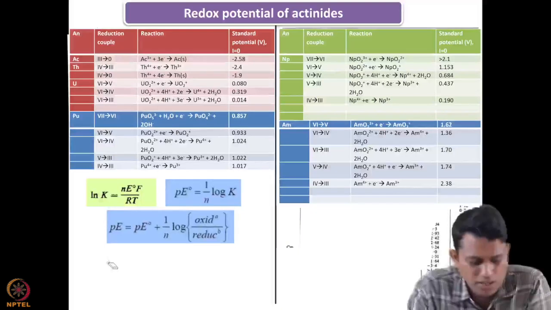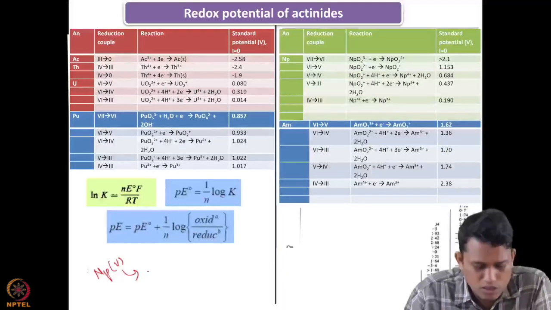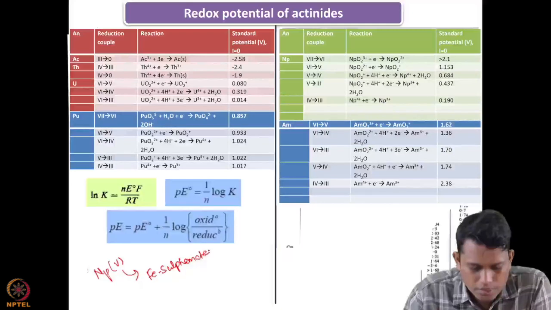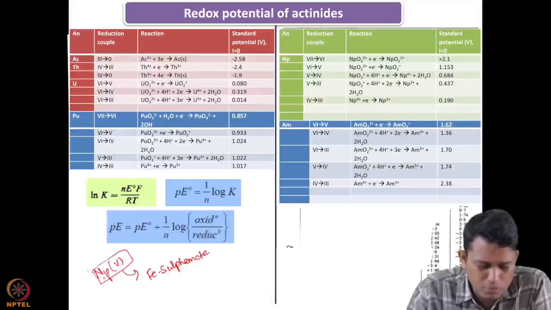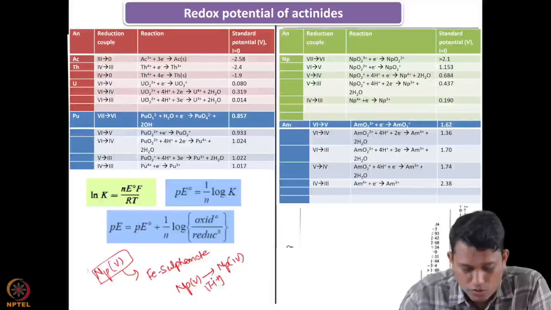They are very important. And one of the examples I just want to discuss is again for neptunium. For neptunium 5, we use ferrous sulfamate. And if you see this couple, neptunium 5, neptunium 4, in the presence of acid, you have to take care of that also. In the presence of acid, it is roughly 0.74.